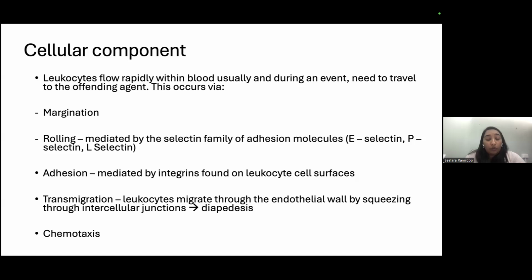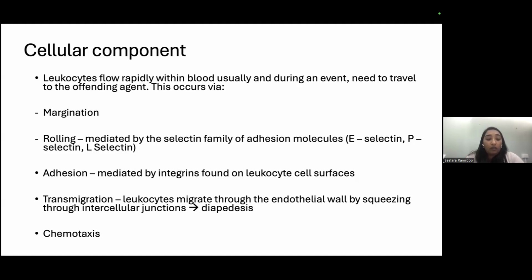Now, progressing from that, there's a transmigration of the leukocytes where they migrate through the endothelial wall, the endothelial gaps, via diapedesis. So the chemokines would act on the adherent leukocytes, and the cells would be stimulated to migrate through those gaps and traverse the endothelium to enter the extravascular space and migrate towards the offending agent or the pathogen.